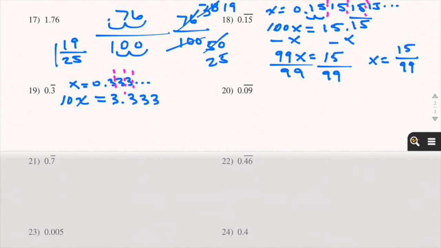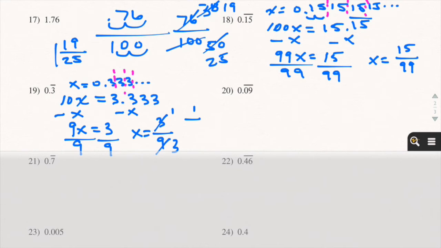Then we subtract x from both sides. 10x minus x is 9x equals 3.33 repeated minus x. So remember, x is equal to 0.33 repeated. So 3.3 repeated minus 0.3 repeated is just 3. Divide both sides by 9. We end up getting x equals 3/9. We can reduce that to 1 and 3, so we get 1/3 for number 19.